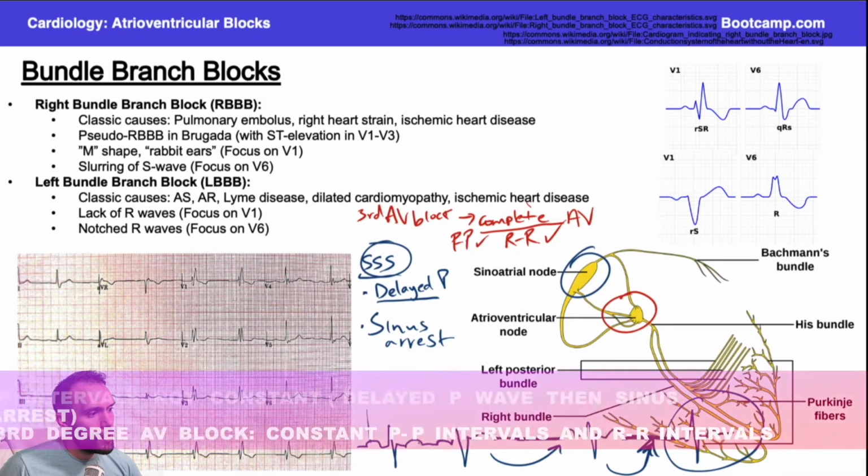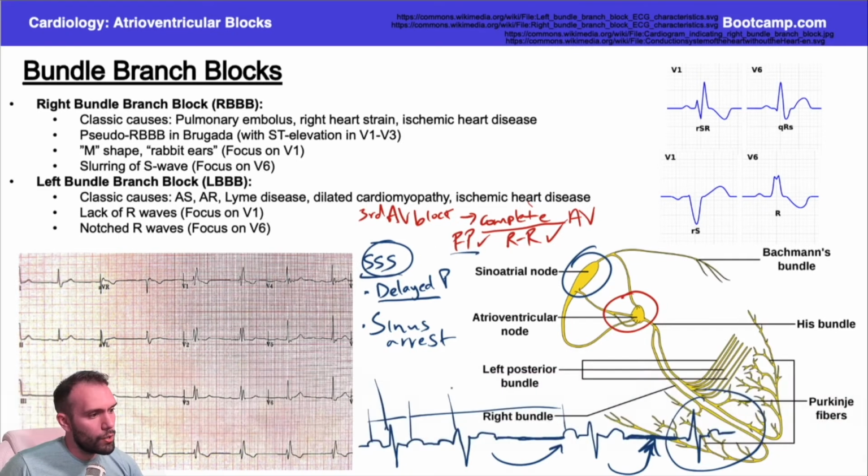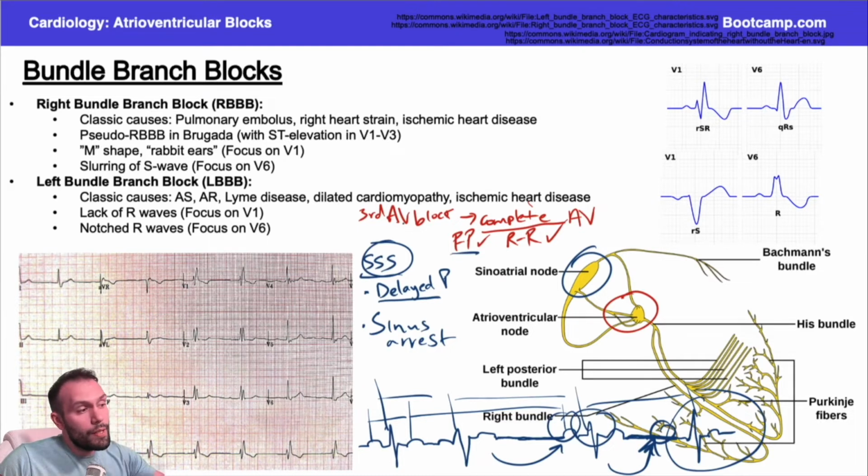That's how you differentiate these two. You can see that your P to P intervals here are not going to be normal, whereas with the third-degree AV block, they are normal. And the same thing is true for your R to R intervals. Those are not going to be the same, they're going to be different, because you had a delayed P wave before this one can conduct, and then you didn't have any P wave here, and so the AV node had to take over and have a junctional escape rhythm. And so that's the difference. These intervals are not going to be the same in sick sinus syndrome, but they will be the same in a third-degree AV block. So that's how you differentiate the two.